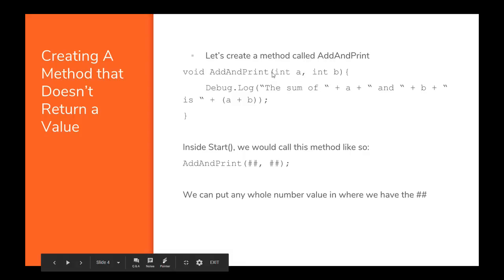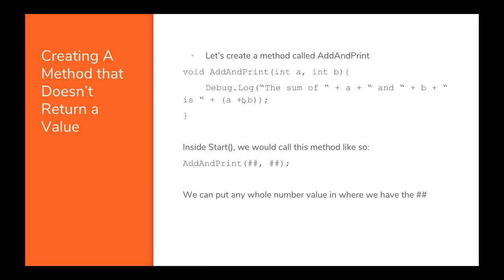Its parameters, it actually has 2. It's going to require 2 integers to be passed into it when we write the method call. So once we call this method, it's going to take these 2 integers, which it sees as A and B, and we're going to have debug log print out the sum of whatever A is and whatever B is, A plus B. If you're starting to notice that some of this looks like algebra, you would be absolutely correct. It looks like algebra.